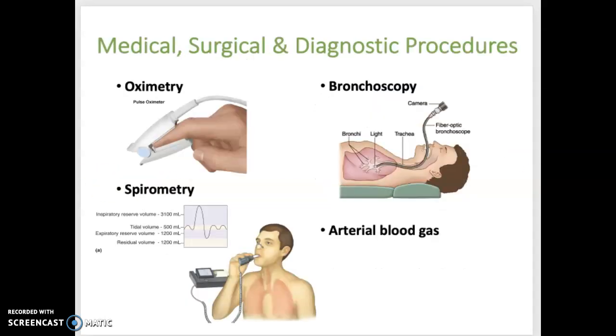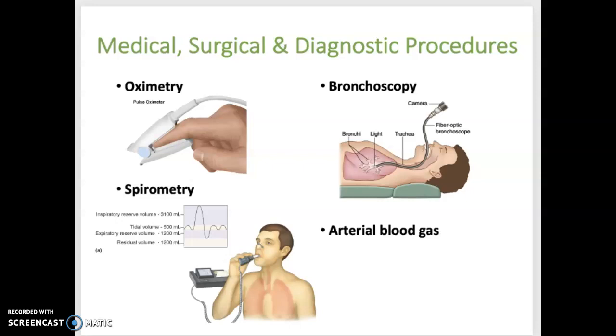And then some procedures. Oximetry is a measure of oxygen content in hemoglobin. Spirometry is a test that measures the breathing capacity of the lungs. A bronchoscopy is visual examination of the bronchi using an endoscope. Arterial blood gas measures dissolved oxygen and carbon dioxide in arterial blood. A tracheostomy is a surgical procedure where an opening is created into the neck. It goes directly into the trachea, creating an airway.